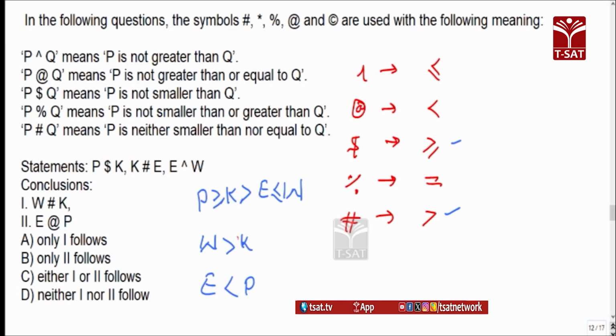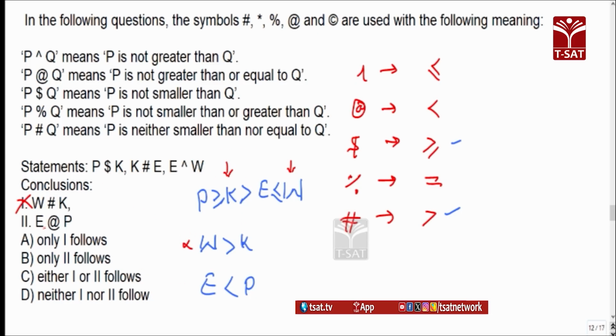Now, from this statement, let us find out the conclusions. What is the relation? The relation is between W and K. So, where is W? W is here and K is here. And he is saying that W is greater than K. See, between W and K, you have two opposite symbols. One is greater than, the other is less than. So, when you have two such symbols, obviously this conclusion becomes wrong. So, this conclusion is wrong.